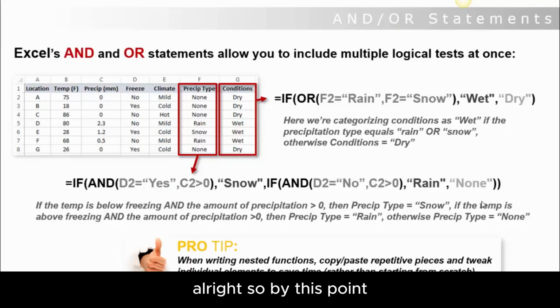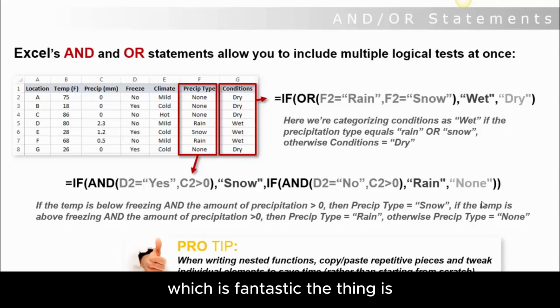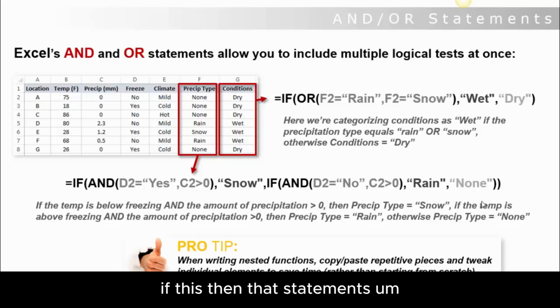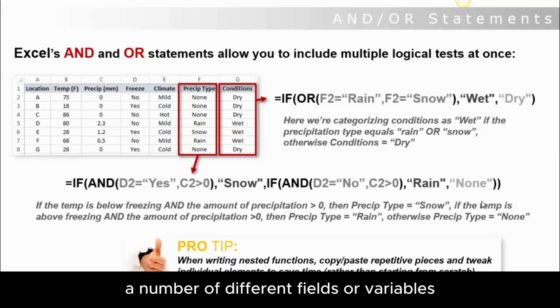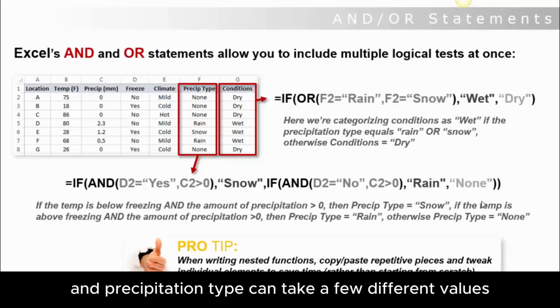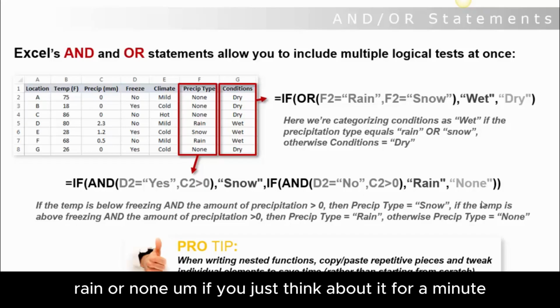All right, so by this point you're probably a master of the nested if statements, which is fantastic. Thing is, those statements were still based on pretty simple if this then that statements. What if we need to create a logical test that's based on a number of different fields or variables, as opposed to just temperature, for instance? One great example of this is if we wanted to create a field called precipitation type. And precipitation type can take a few different values. Let's say we want to categorize it as snow, rain, or none.